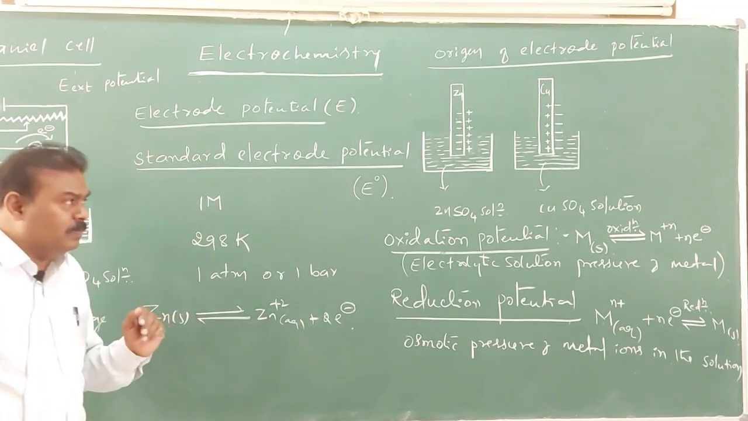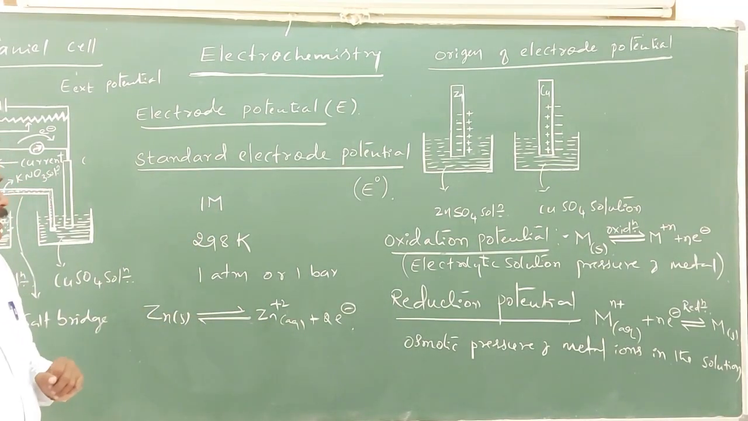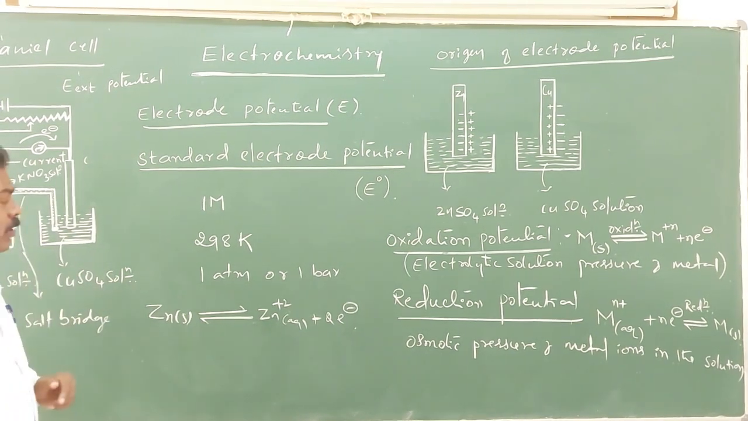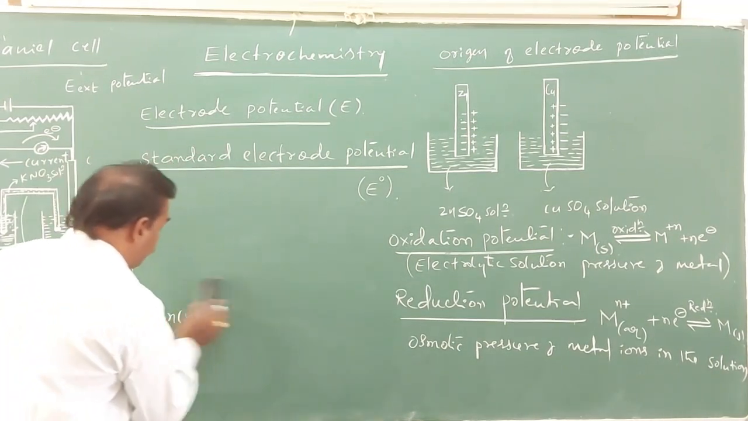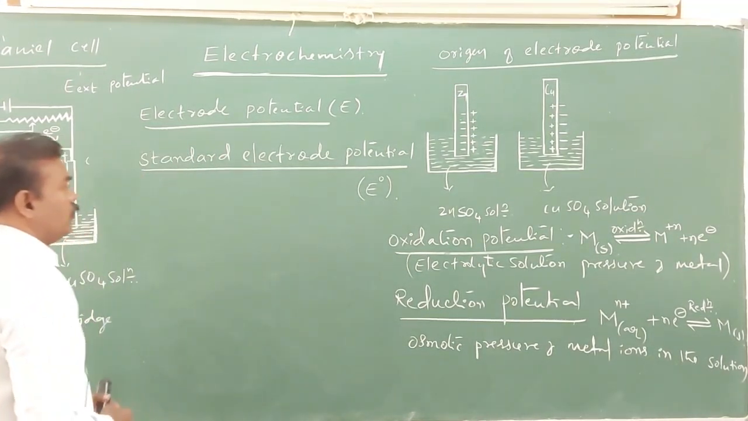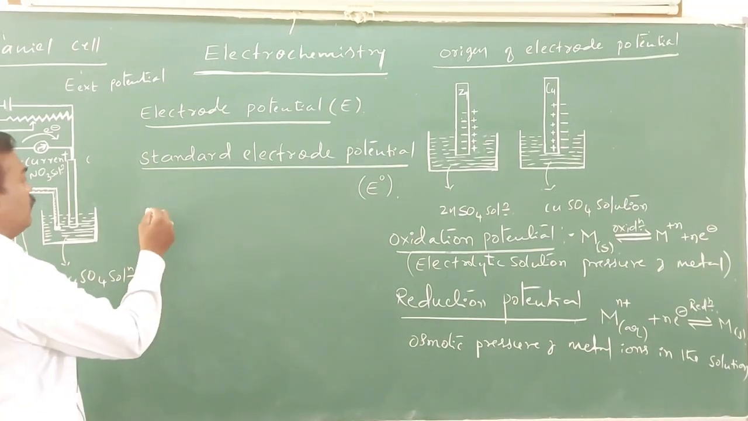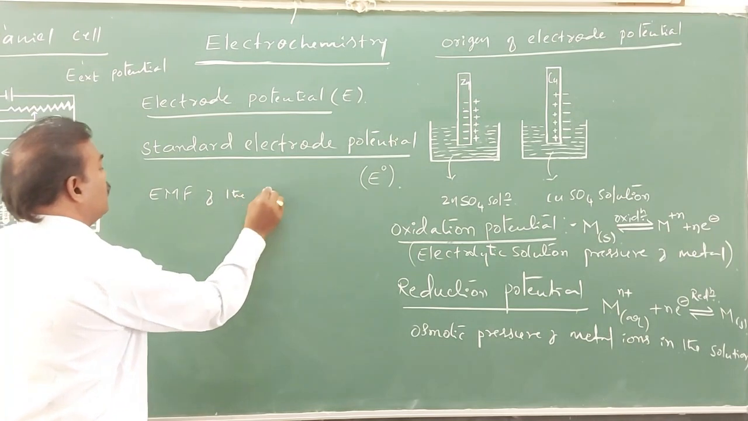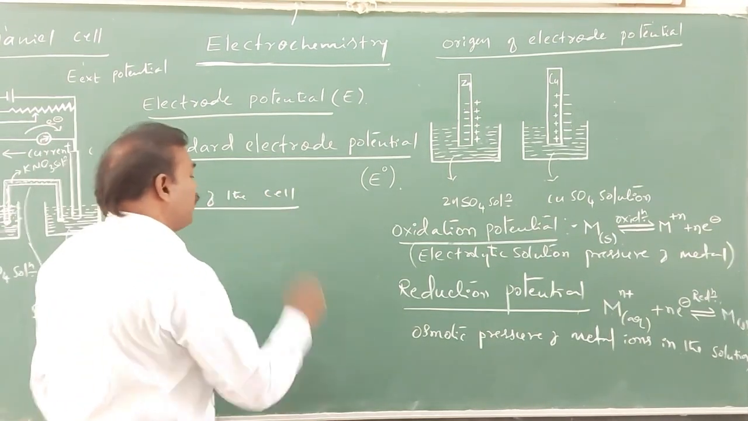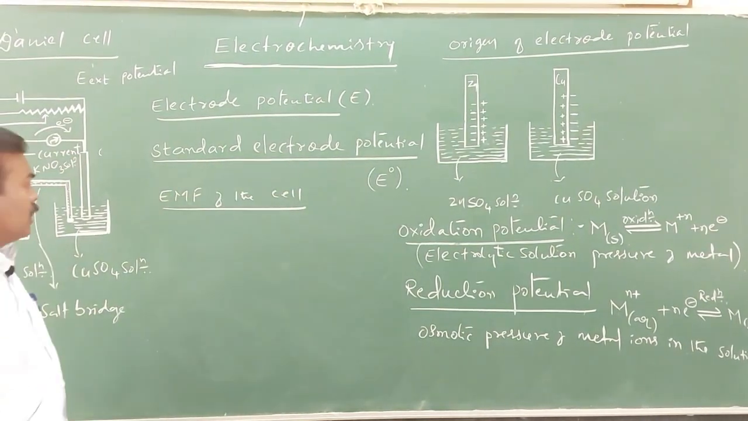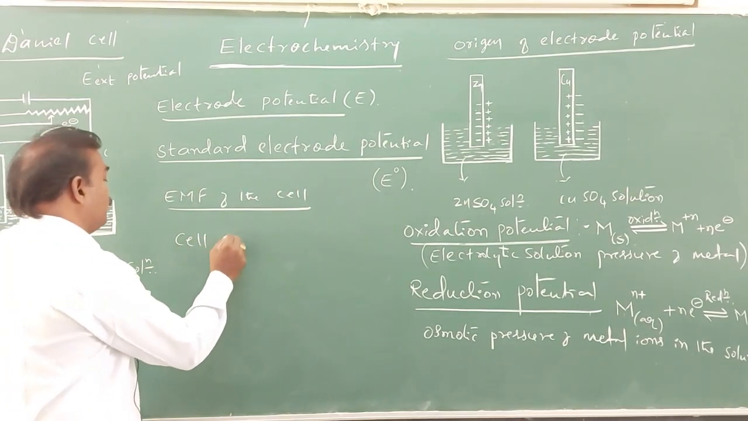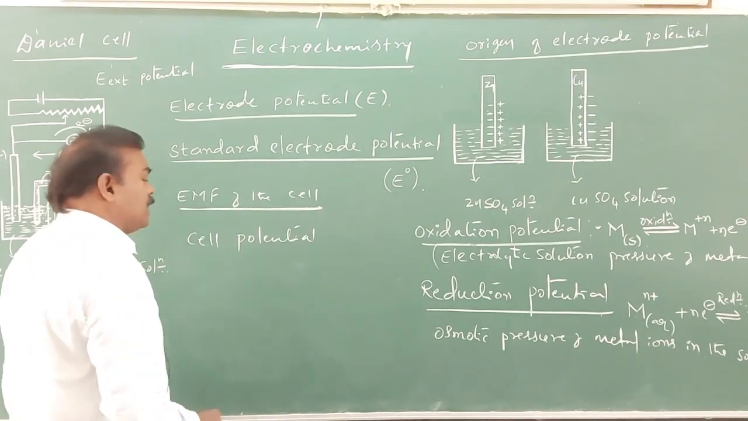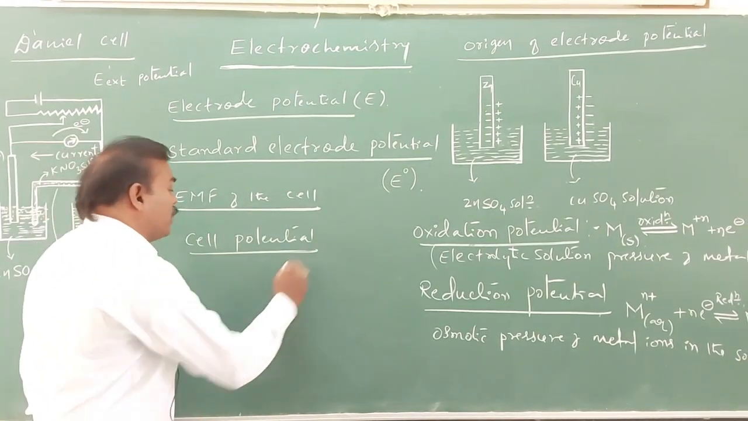And now here, along with the terms electrode potential and standard electrode potential that we studied, one more term will be there, that is called EMF of the cell, or cell potential. So what is the EMF of the cell, how is it determined, and what is the cell potential?